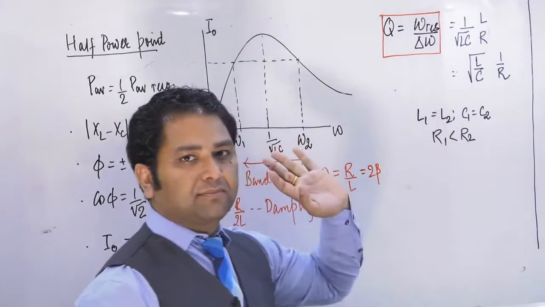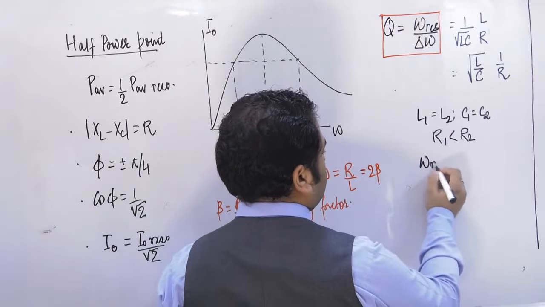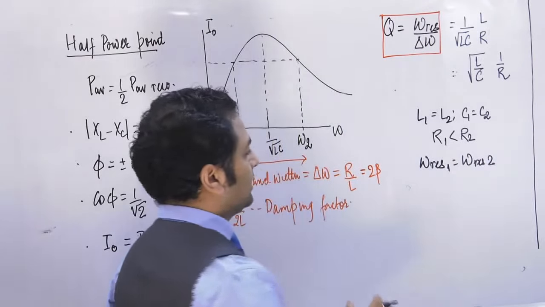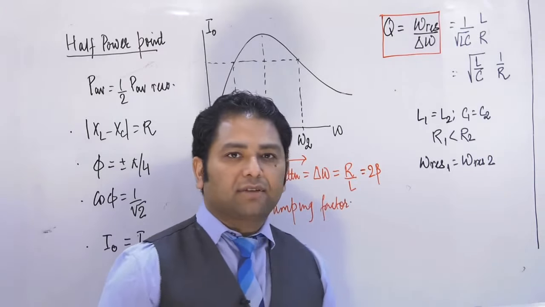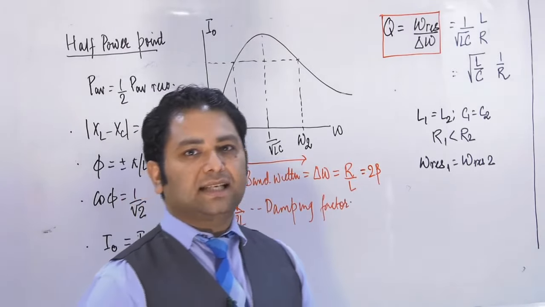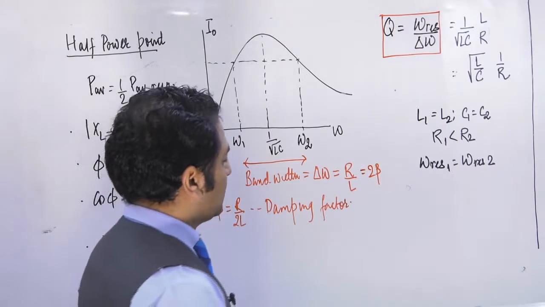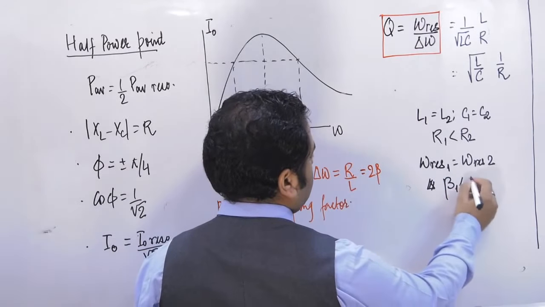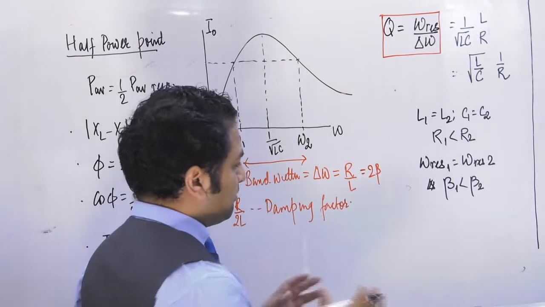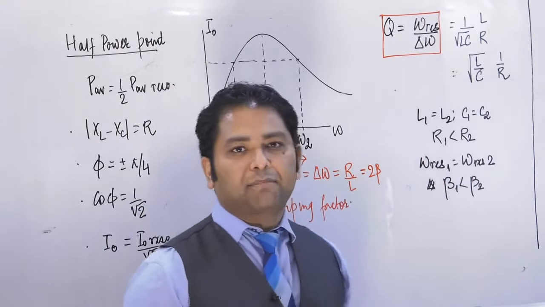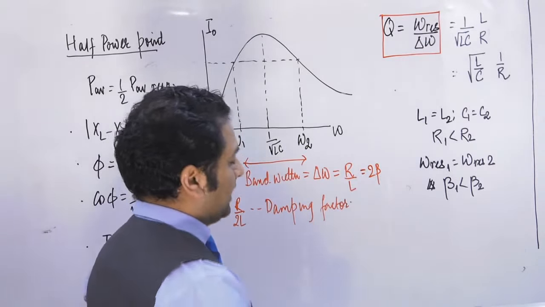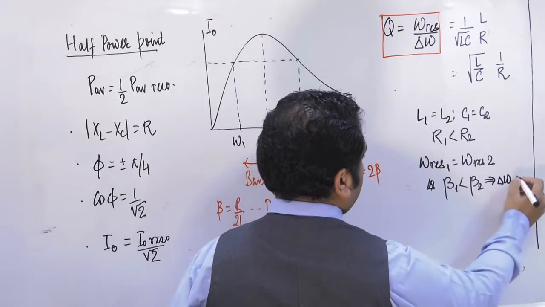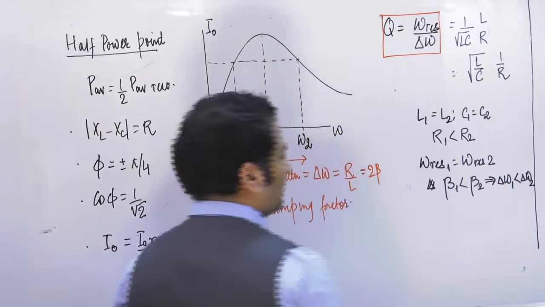In both situations, omega resonance of 1 will be equal to omega resonance of 2. That is clearly expected because omega resonance depends on L and C. But together you get one thing: beta of 1 is less than beta of 2. The damping factor of the first is less than the damping factor of the second. And this implies the bandwidth of the first would be less than the bandwidth of the second.